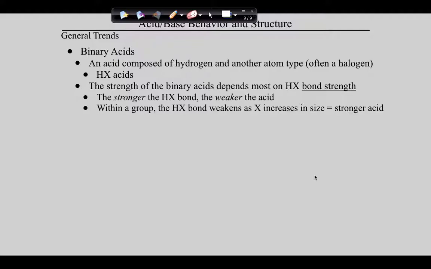So let's say it again. Within a group, the HX bond gets weaker as X gets bigger. We'll talk about why in a minute. But as X gets bigger, the HX bond gets weaker and the acid gets stronger. Tell me when you're ready, because I want to show you.